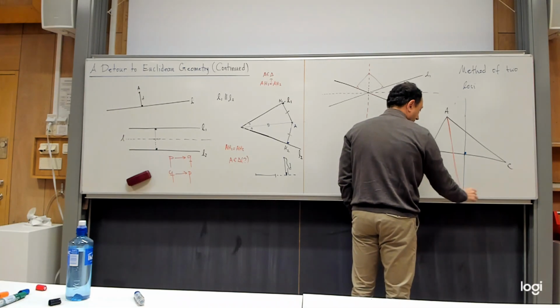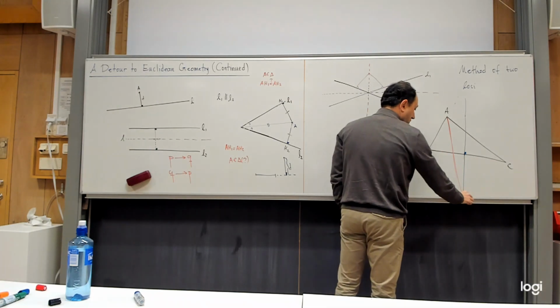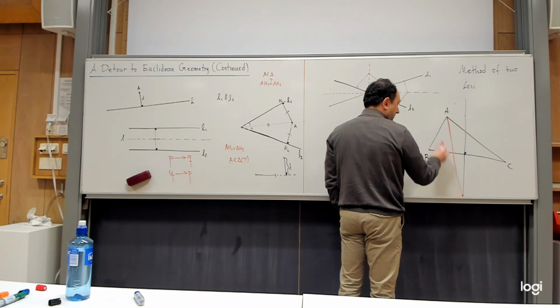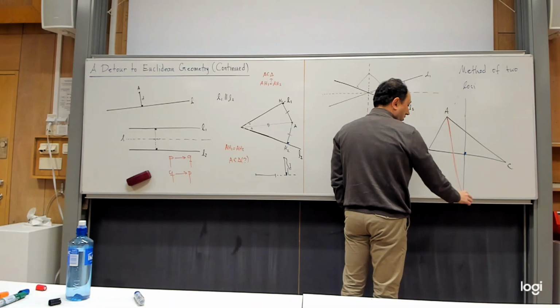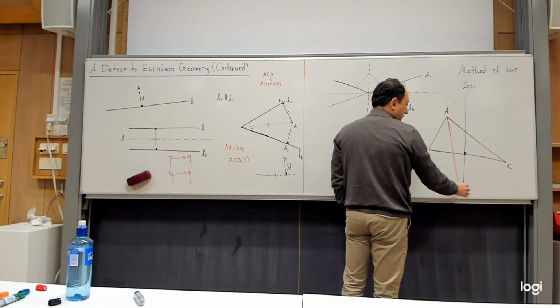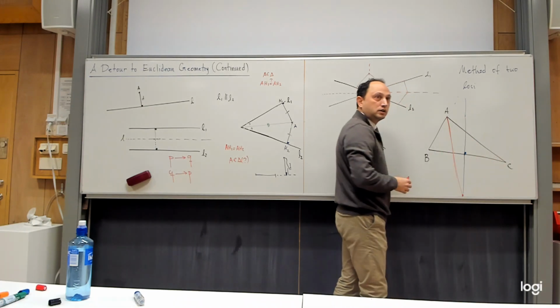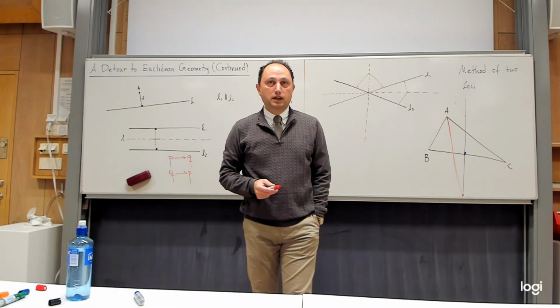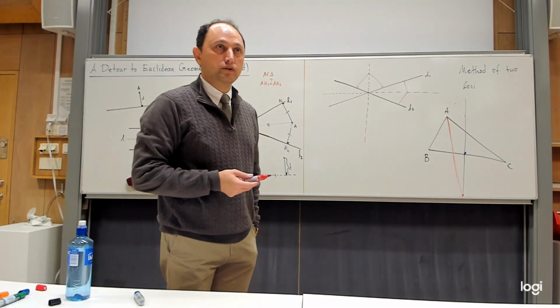Okay, so they intersect here. This point lies on the red line, so it is equidistant from these two sides. It also lies on this blue line, so it is equidistant from these two. So the point of intersection is a point with both properties simultaneously. And that is exactly what I want to find.